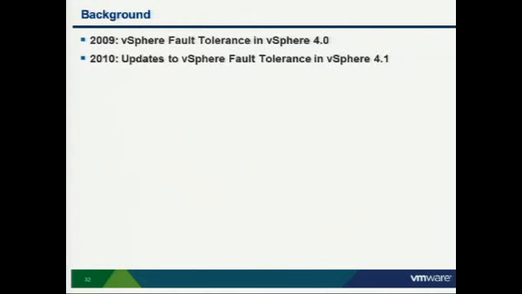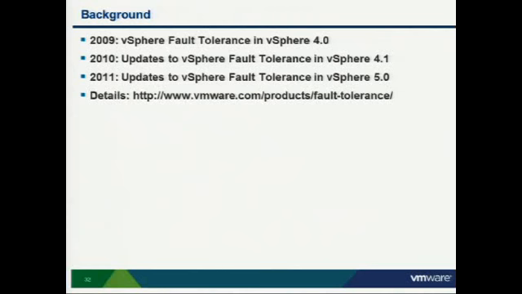All right, so that's continuous availability. We're pretty excited about that. And so in 2009, vSphere 4.0, we had the first launch of the product, and in subsequent releases, we added support for new hardware, et cetera. Now, if you're interested in seeing additional details about how the fault tolerance product works and its requirements and so forth, you can go to the product page at VMware.com.